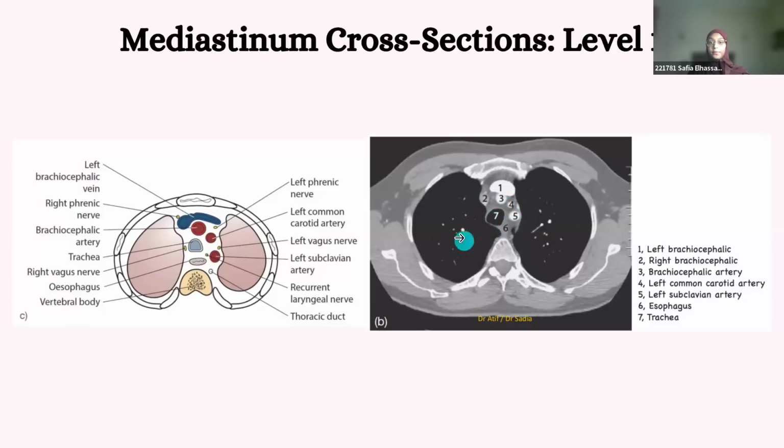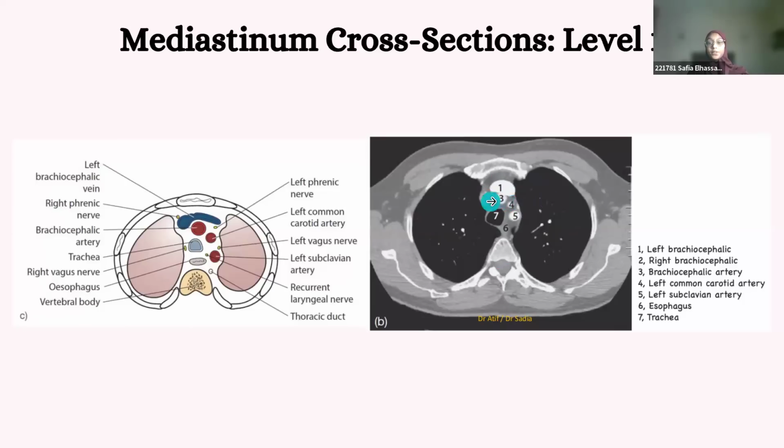Now, talking about the blood vessels, the first one that we can see here, number 1, is the left brachiocephalic vein. The reason why it has this oval shape is because the left brachiocephalic vein actually crosses over from the left side to go to the right side. On the right side, that is when it meets up with the right brachiocephalic vein. Together, they drain into and form the superior vena cava.